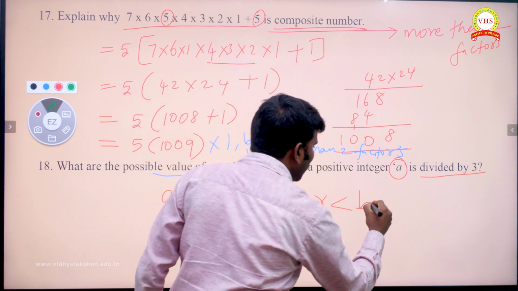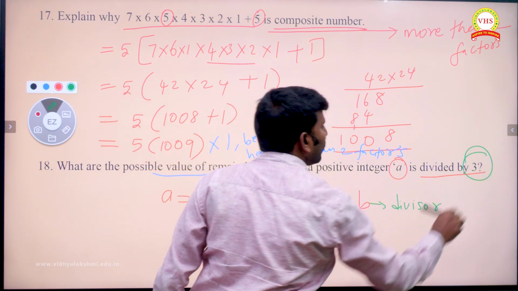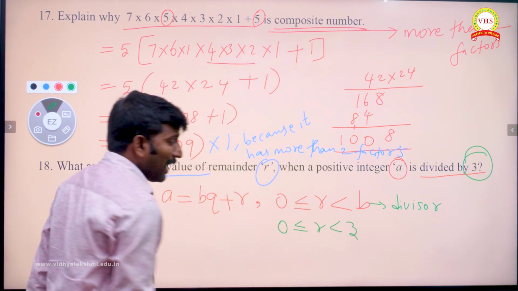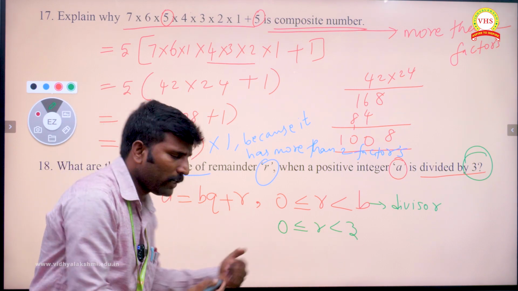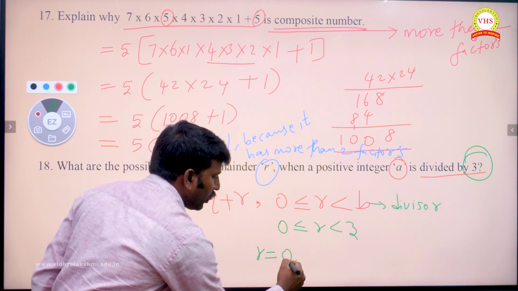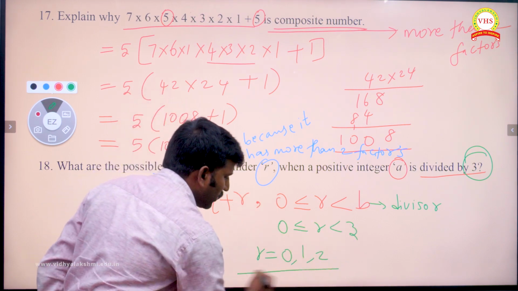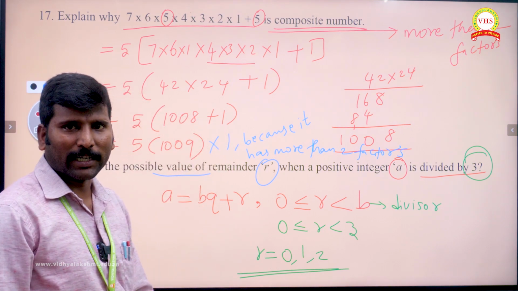What, children? B is the divisor. So, divisor what they are given? 3. Then you put here 0 less than or equal to R less than 3. Then possible remainder, what I am getting? 0 up to less than 3. So, R equal to I am getting 0, 1, 2, not 3 because less than 3 they said. So, these are the 3 possible remainders for R. Do you understand children? That's it.